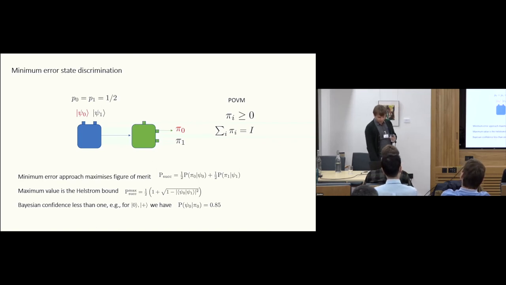Then you aim to maximize this figure of merit, the probability that you find pi naught given psi naught, and the probability that you find pi one given psi one. And then the maximum value you find here is the Helstrom bound. But I'd just like to make the comment, which will be relevant later, which is that the Bayesian confidence we have here associated with this Helstrom bound is less than one, so that if we get the outcome pi naught, we do not know for sure that psi naught was sent, and similar for pi one.